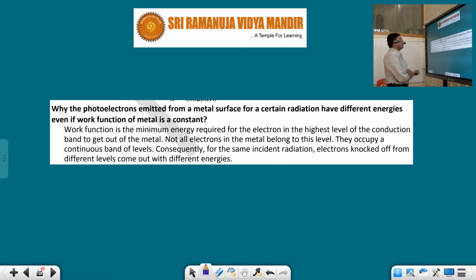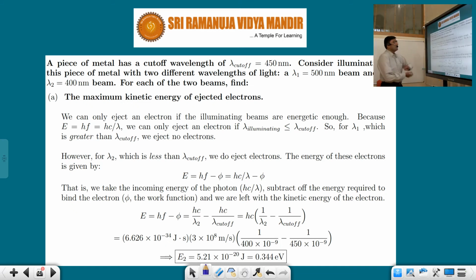Why are the photoelectrons emitted from a metallic surface for a certain radiation of different energies, even if the work function of the metal is constant? What is the reason? Very simple. Not all the electrons in the metal belong to the same level. They occupy different energy levels. Consequently, electrons knocked from different levels come out with different energies. They don't have the same energies.